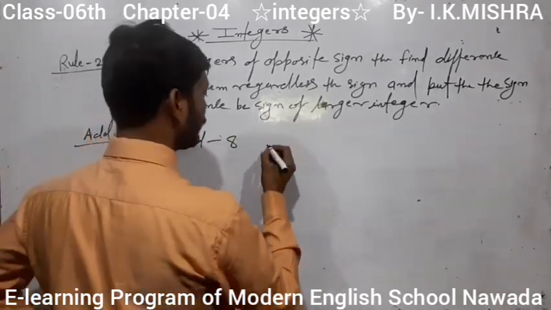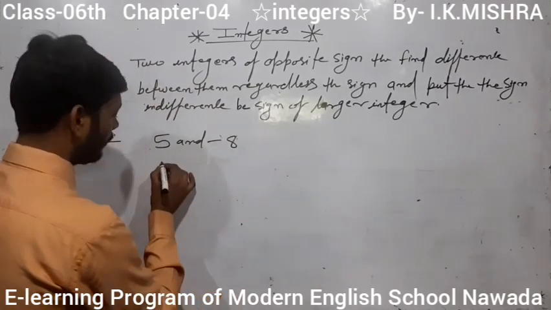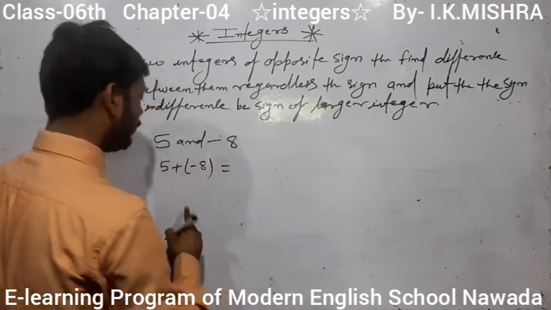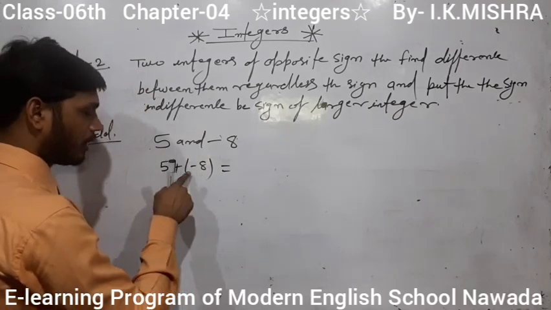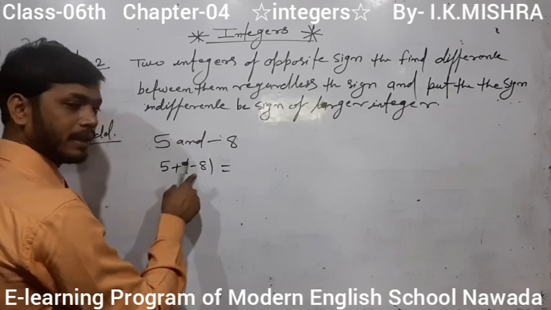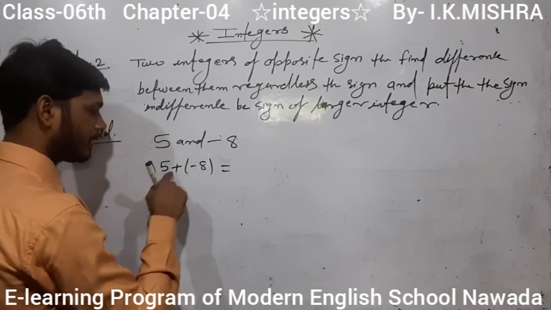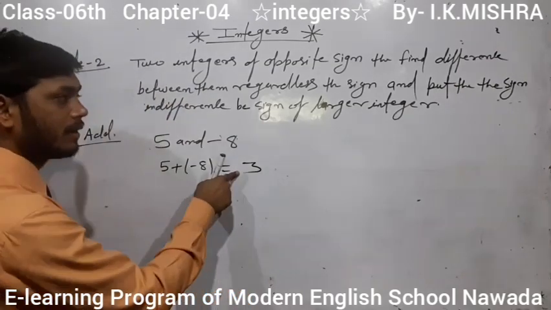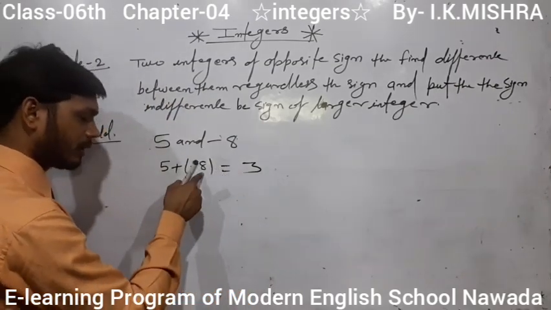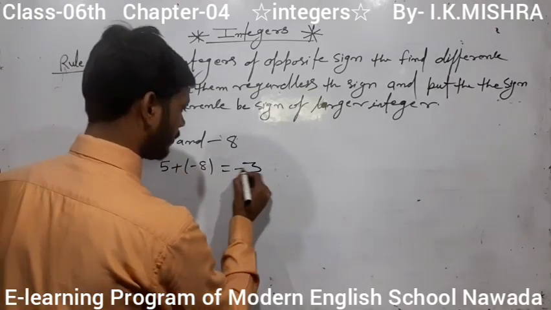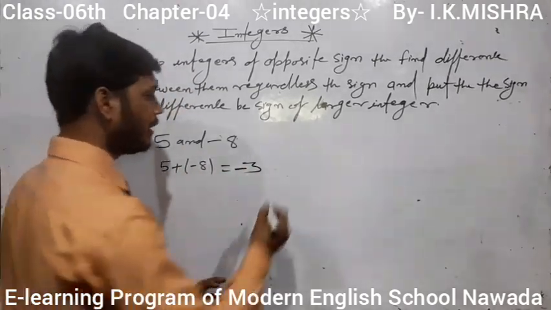So friends, when you have to add, here you write 5 plus minus 8 is equal to, first find the difference. Here two integers have opposite signs, so the difference between them is 3, and put the sign here. What is the sign? This integer is greater, so its sign is minus 3.